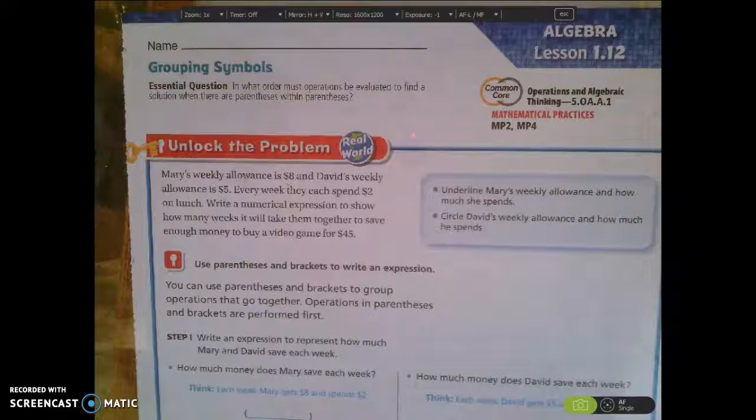Hello, mathematicians. Today we're going to be looking at grouping symbols. By the end of the lesson, you should be able to answer the question: in what order must operations be evaluated to find a solution where there are parentheses within parentheses?